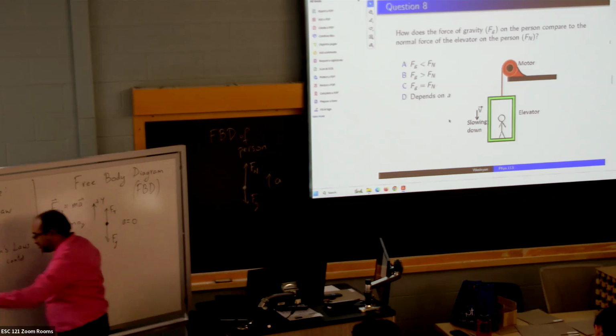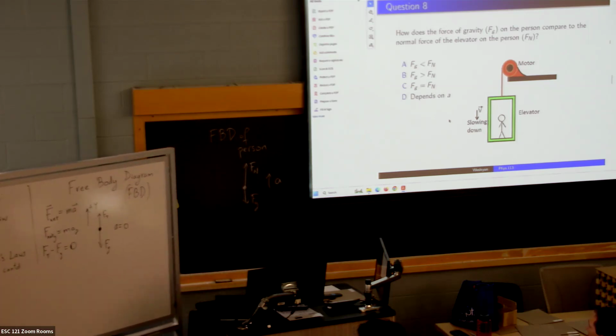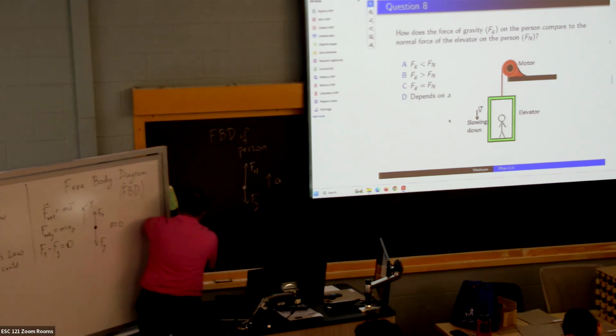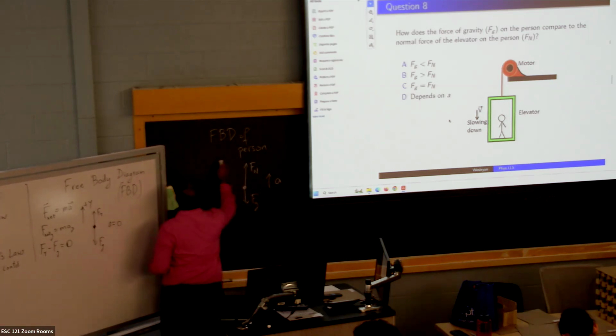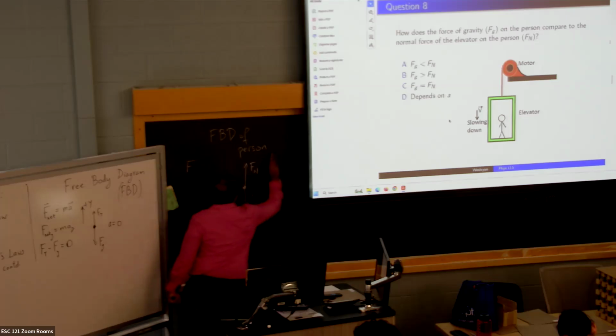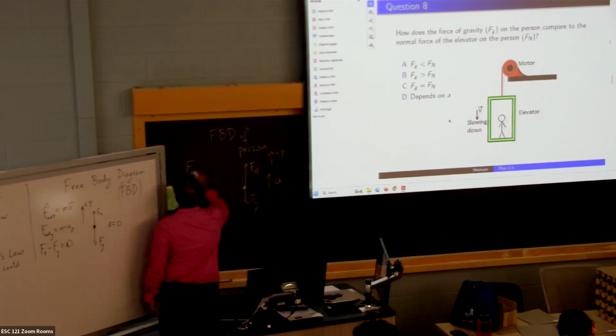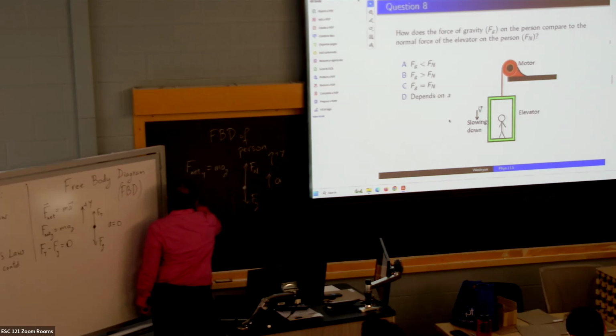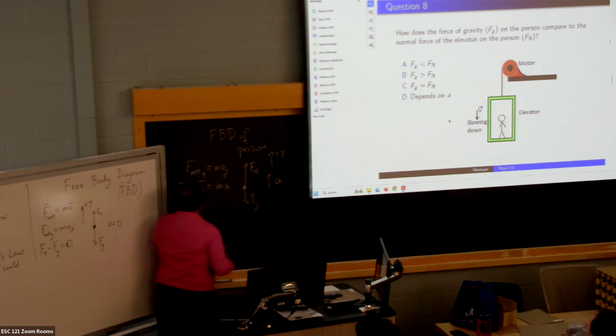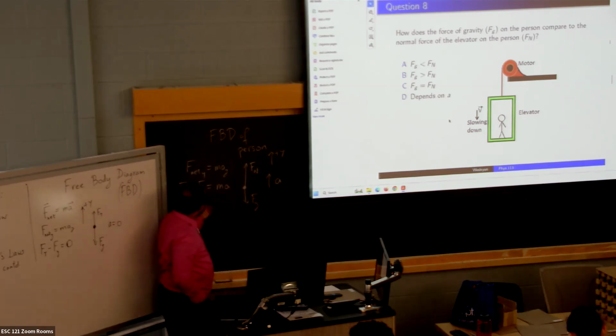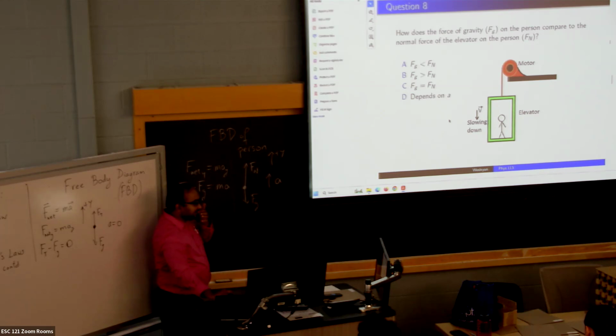What would the equation I write for the person look like? So here, if I apply the second law, again, assuming up as positive y, then I have F net y equals m a y. I would say F_N minus F_g equals m a. And then if I, for example, know the acceleration and the force of gravity, I can figure out the normal force.